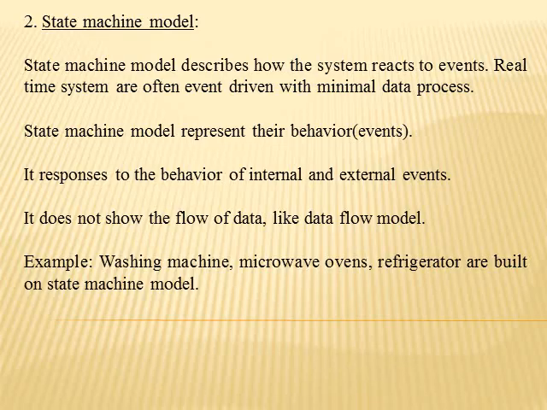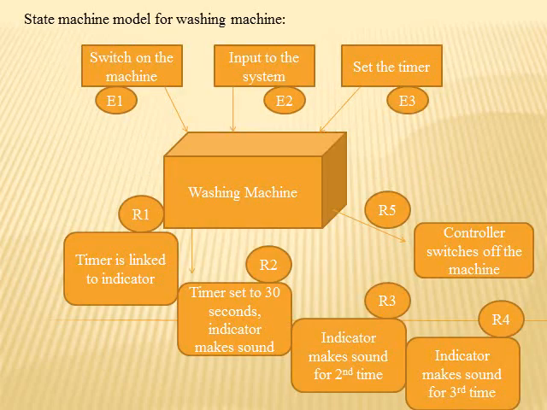And next is the state machine model. You can see only the events here, not the flow of data, they won't explain that. If you take one washing machine, for the execution, first we have to start, and we have to give the input, whether it is wash or what. Now we keep the timer. Control switches, it starts to work, the time indicator will be there, we have to set it, and the second time indicator, all the things start to do the work. If we show it like this, that is the state machine model.